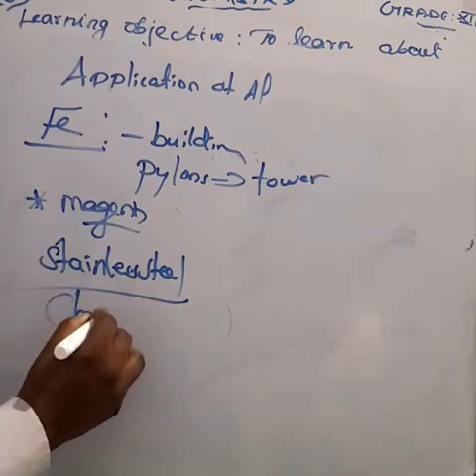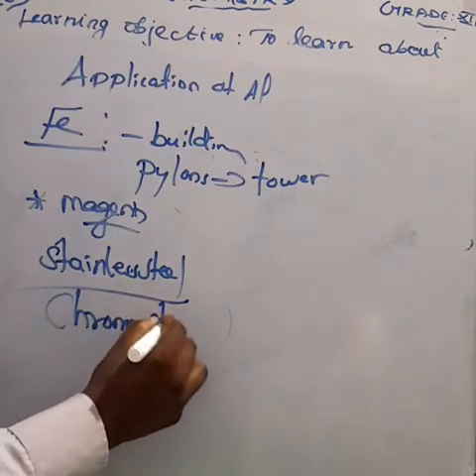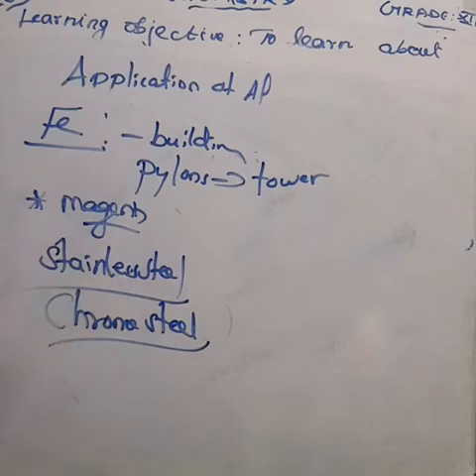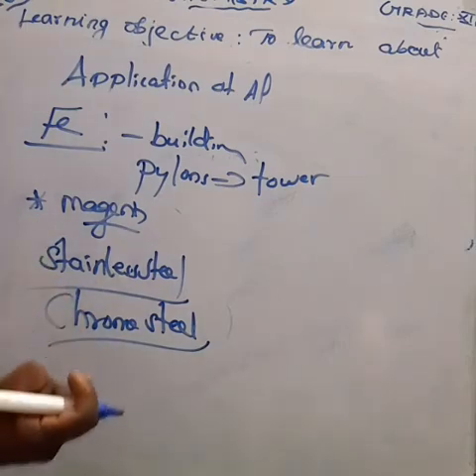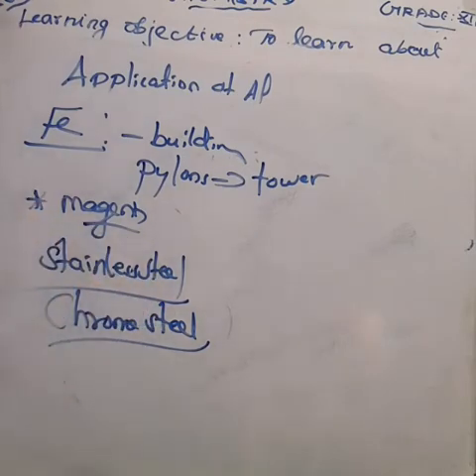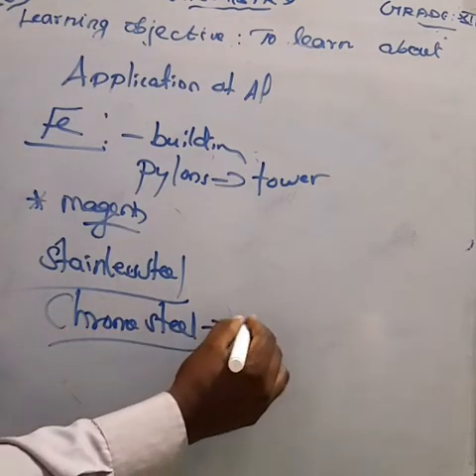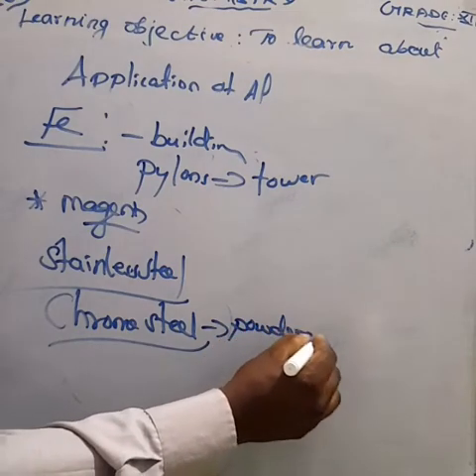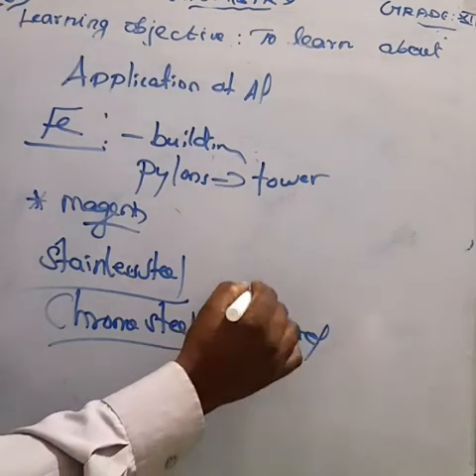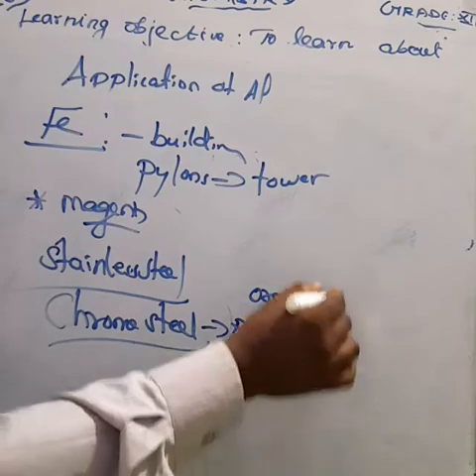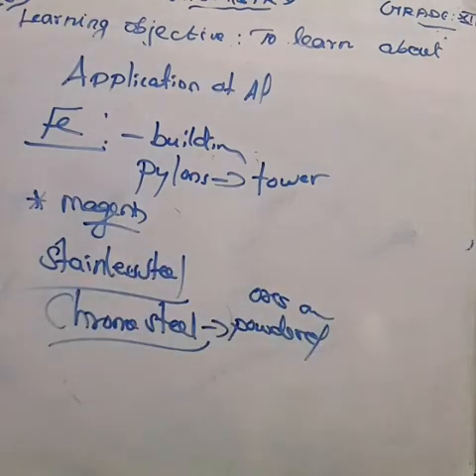Chrome steel. What is the use of chrome steel? Chrome steel is used for the manufacture of cutting tools and also crushing machines. What is the meaning of crushing? Powdering. The ores are powdered, am I right? For the powdering, we are using that iron. Try to learn at least three points, my dear children. Try to read that one. Some important concepts.